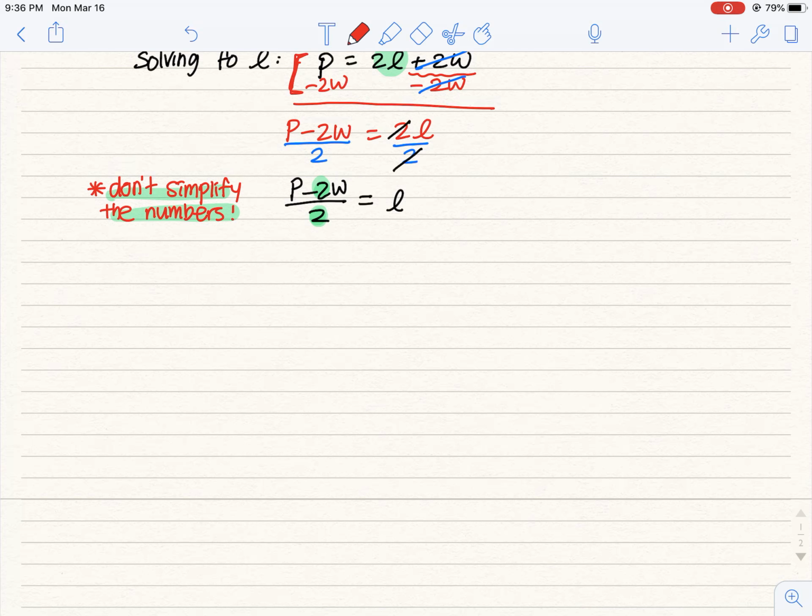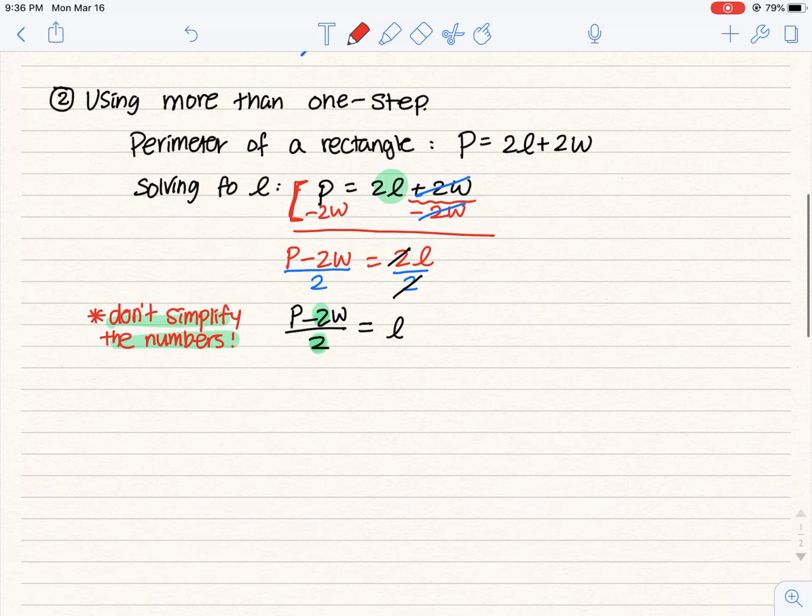What else should we do? Now, if you are solving for W, W is probably going to give you a similar answer. You just have to subtract 2L to the other side, and your W is going to be P minus 2L over 2.